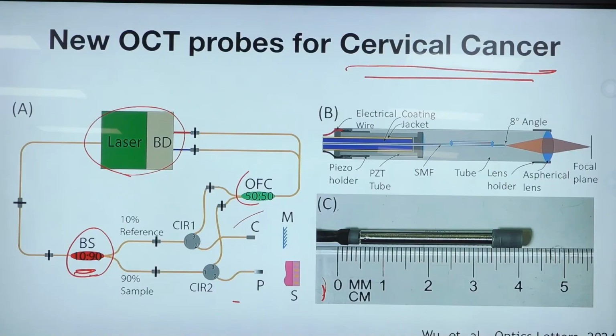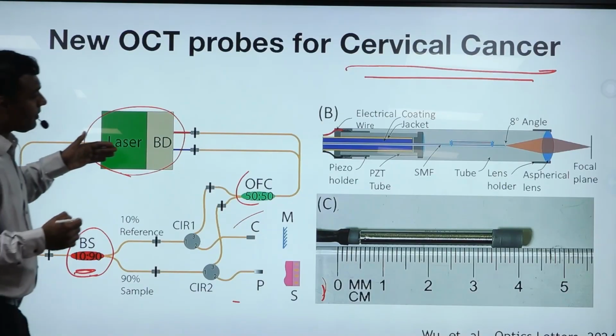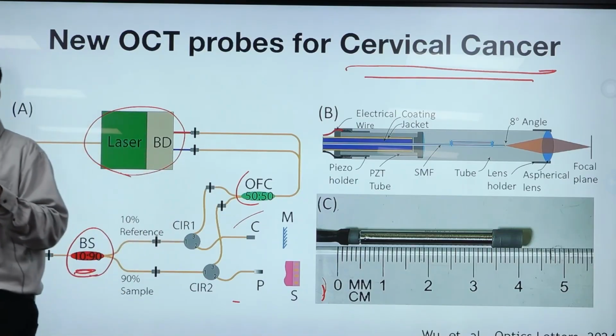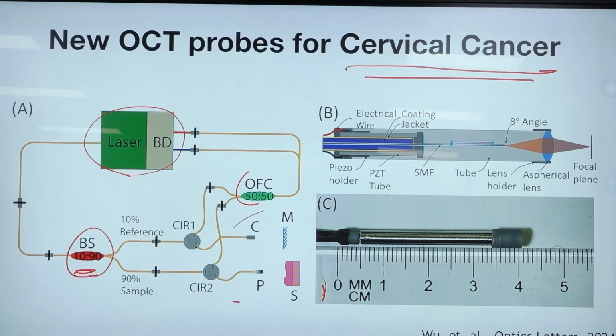Okay, yeah. So all these versions of OCT are point scanning, right? You measure a point. At one point, you measure the depth. Then next point, next point, next point. So the question is, how do you scan?